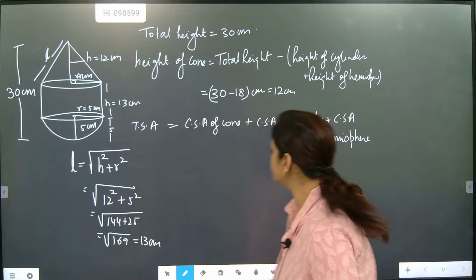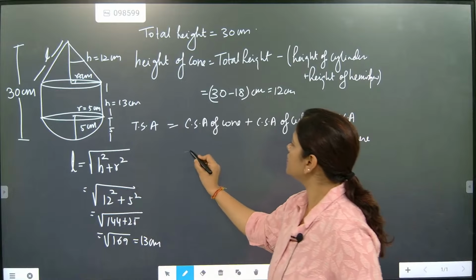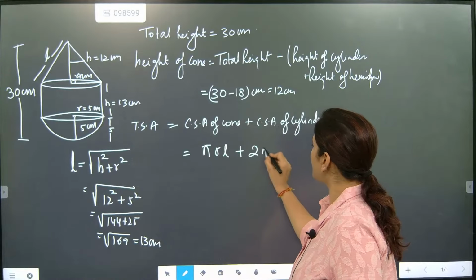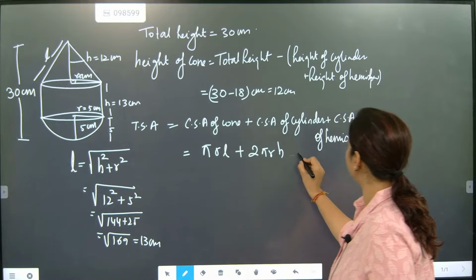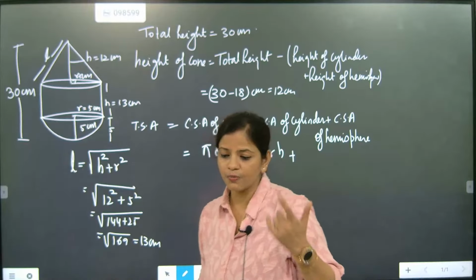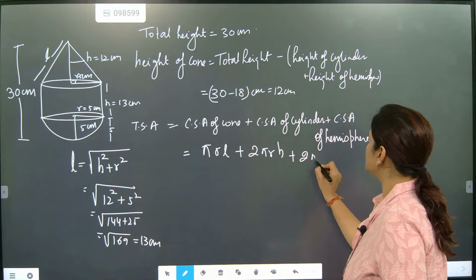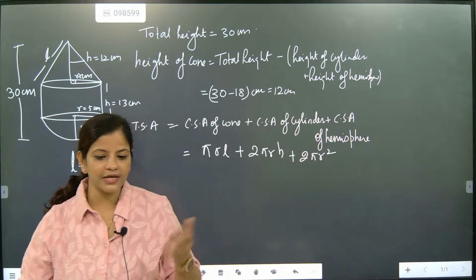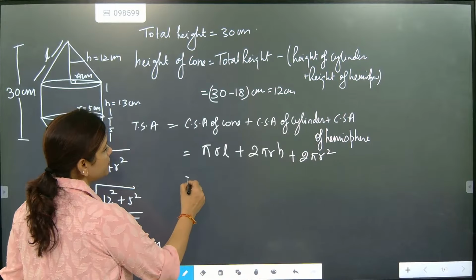Let's check this one out. It is pi r L plus 2 pi r h, plus the hemisphere. We know the curved surface area of a hemisphere is 2 pi r square. Bingo, we got all the values. Pi is there, so we take pi common.